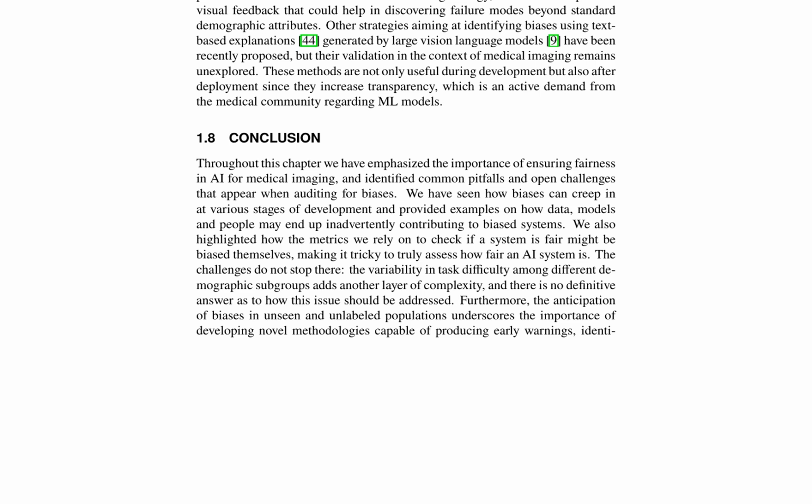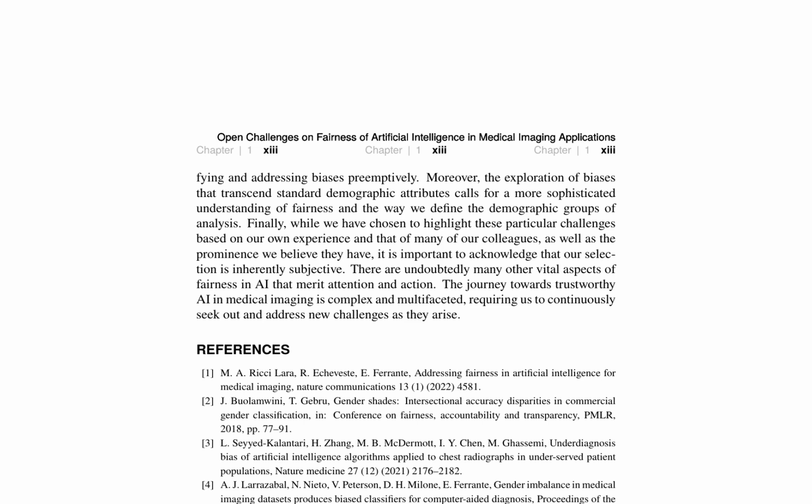The chapter concludes by emphasizing the importance of ensuring fairness in AI for medical imaging, identifying common pitfalls and open challenges, and highlighting how biases can creep in at various stages of development. It also underscores the challenges in assessing the fairness of an AI system and the variability in task difficulty among different demographic subgroups, emphasizing the need for novel methodologies capable of producing early warnings and identifying biases in unseen and unlabeled populations. The chapter addresses open challenges on fairness in artificial intelligence for medical imaging applications, stressing the importance of identifying and addressing biases proactively.